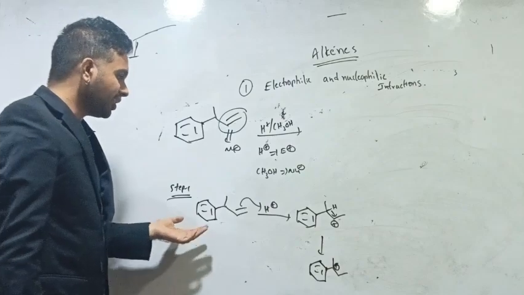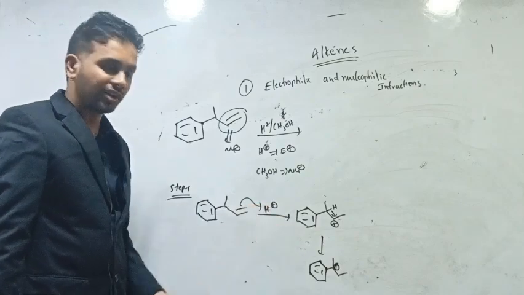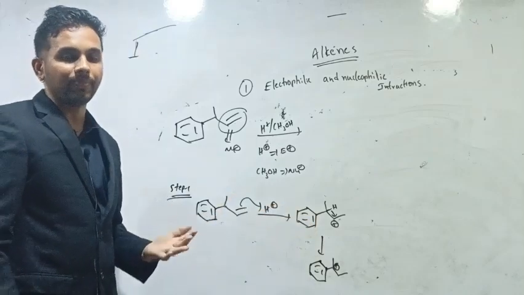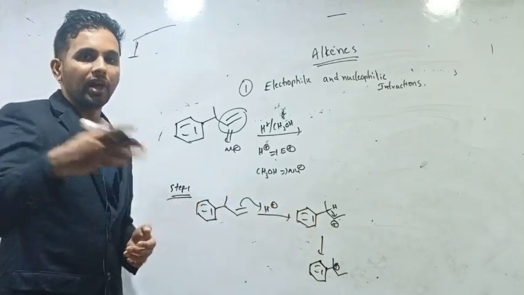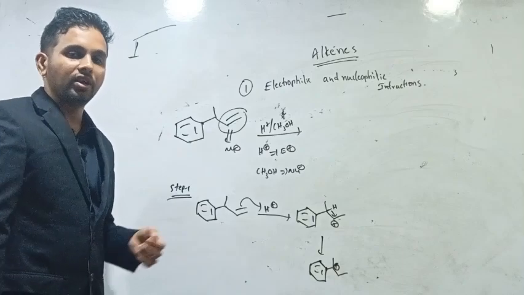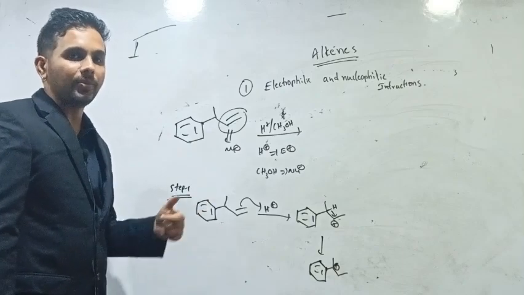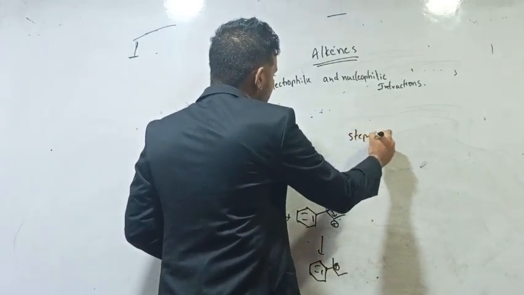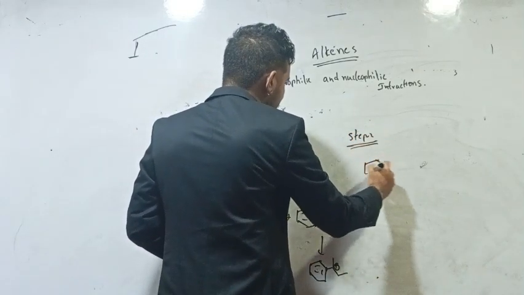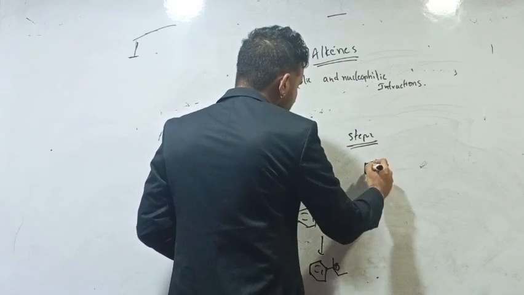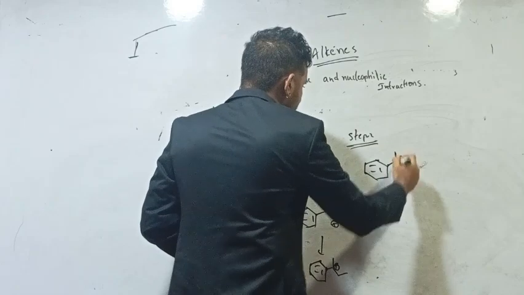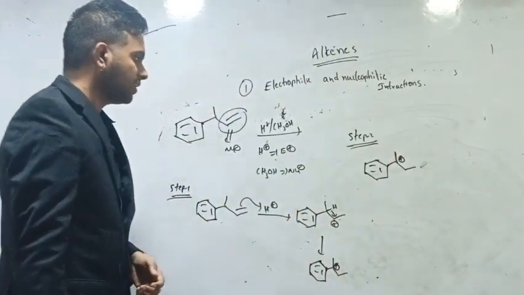So step 1 of the reaction is again formation of carbocation, and suppose your carbocation is stable, it is absolutely fine. If it is unstable, we have to consider the rearrangement. It can be hydrogen shift or it can be methyl shift. In step 2 of the reaction, we have to consider the stable intermediate, and this is our stable intermediate we are getting in step 1.